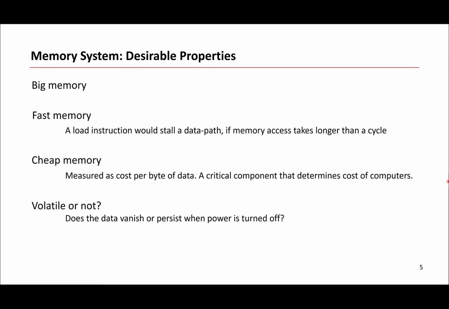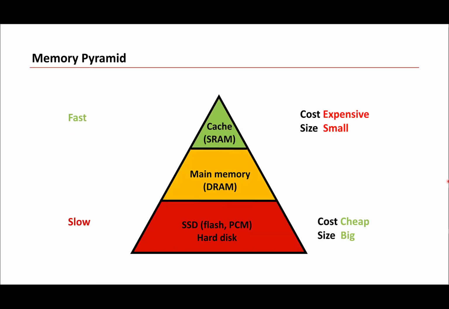We also think about a property that allows memory systems to persist data when the power is turned off. We'll see how some of the memory technologies can persist. They're called non-volatile memory systems, and the ones that cannot persist are called volatile memory systems. Now I can take these properties and construct what I call a memory pyramid. A memory pyramid is organized such that the fast devices are placed on the top of the pyramid and the slower devices are placed at the bottom of the pyramid.